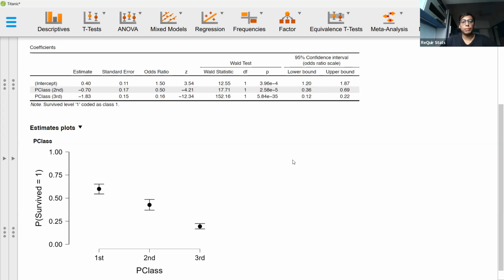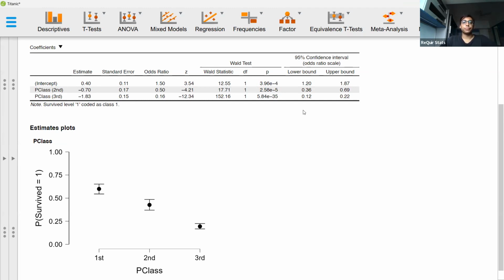So basically, these p-values indicate whether the difference in the odds of survival was significant between this class and the reference class. So between the first and second class, there was a significant difference in survival, and even between third and first class, as we see with the p-values. So that is how we interpret the p-values.